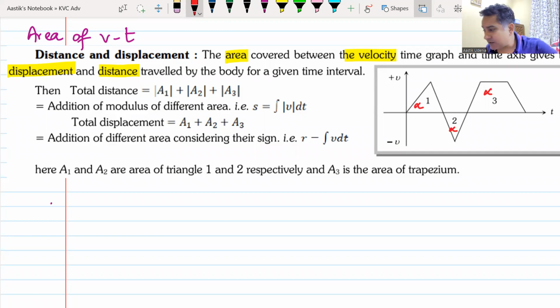You can find out the area of the velocity time graph. That will give you the distance as well as the displacement. Can I have some response that we understand this? Can I straight away give you a question, my dear friend? I hope everyone has noted this down. Yes or no?